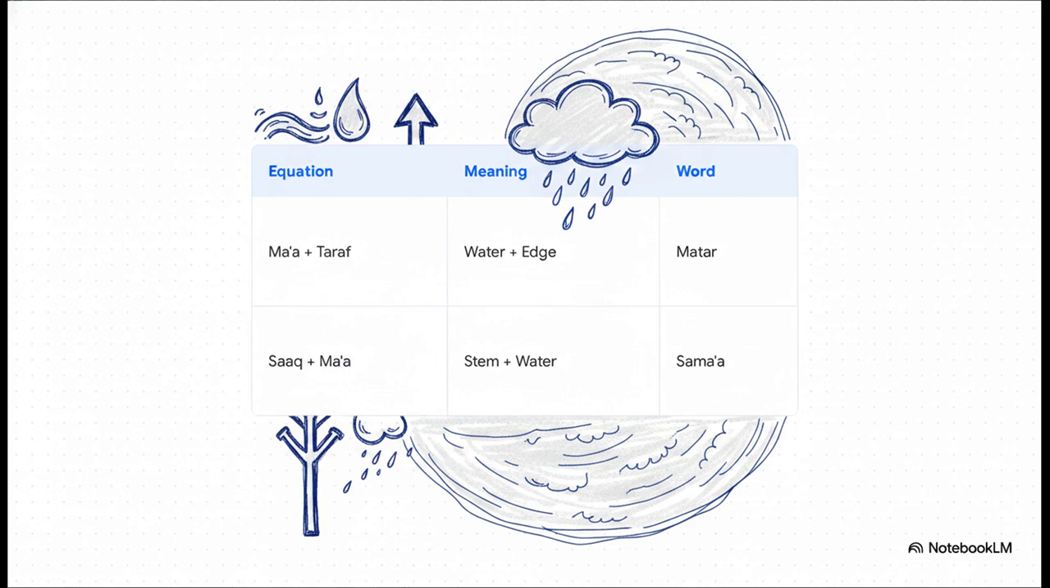Then we combine it with tar from taraf, meaning the edge or the limit. Water plus edge equals matar, rain. It is literally the moment water bursts from its upper limit in the clouds. Now for the second equation.